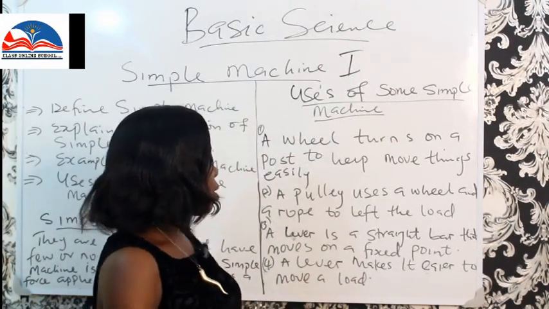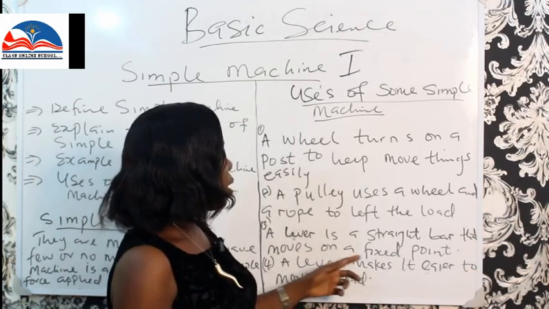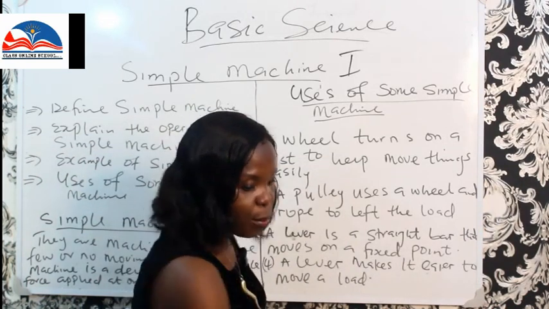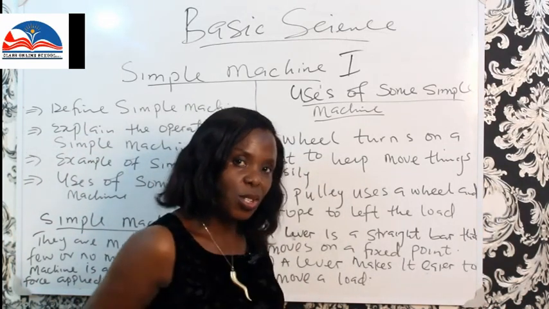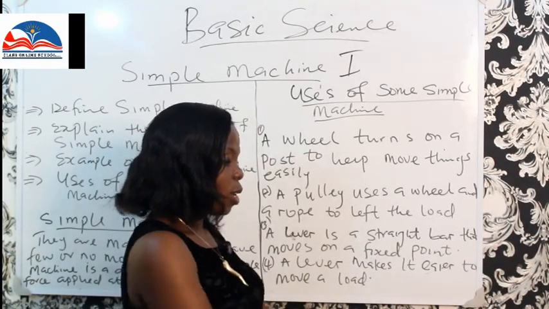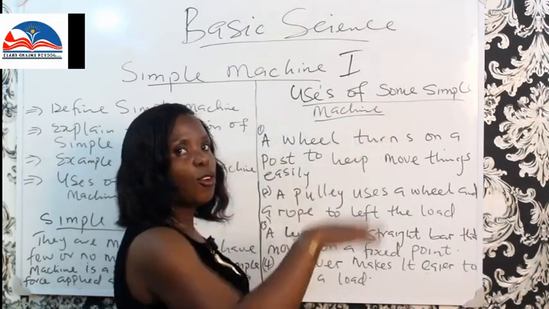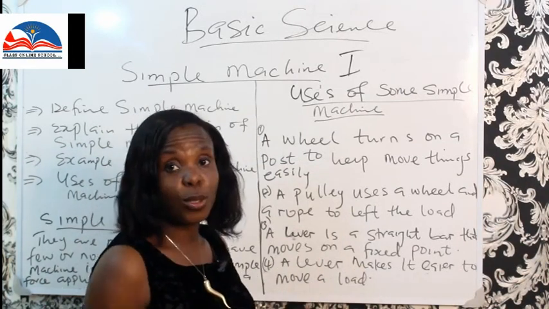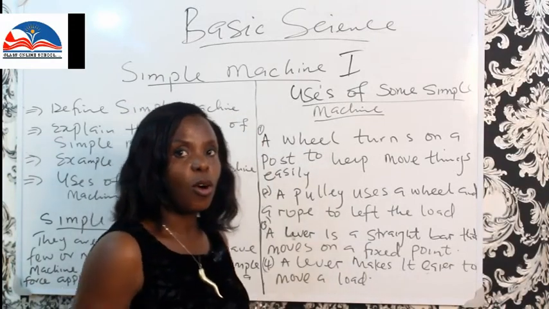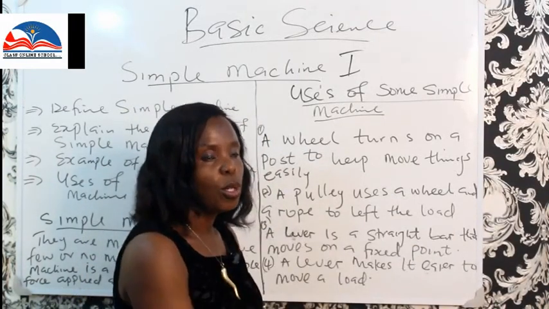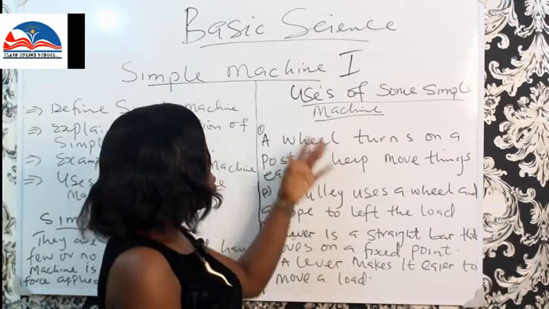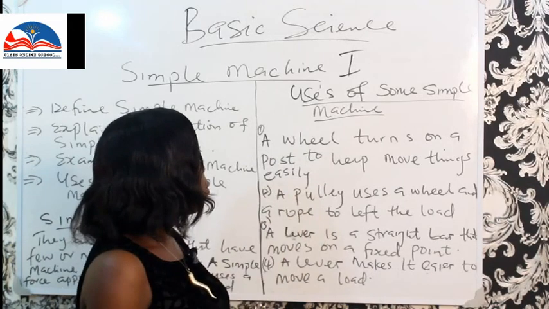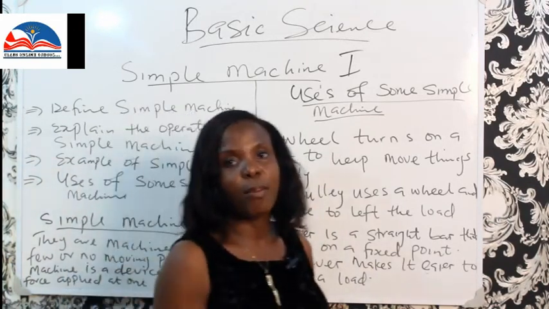Then the lever is a straight bar that moves on a fixed point. A lever is a straight bar. It can be a wood, a flat wood that is straight, that can help you. You put a load on it and you push it this way, the load falls off the other way. Equally, a lever makes it easier to move a load. It helps you to push it up or to move the load, either backward or forward. So we have seen the uses of some simple machine. We've seen the wheel, the puller, the lever, what they help us to do.